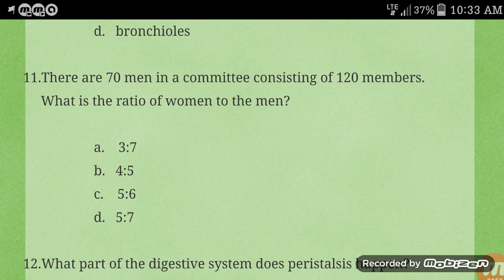Next one, there are 70 men in the committee consisting of 123 members. So what is the ratio of the men?